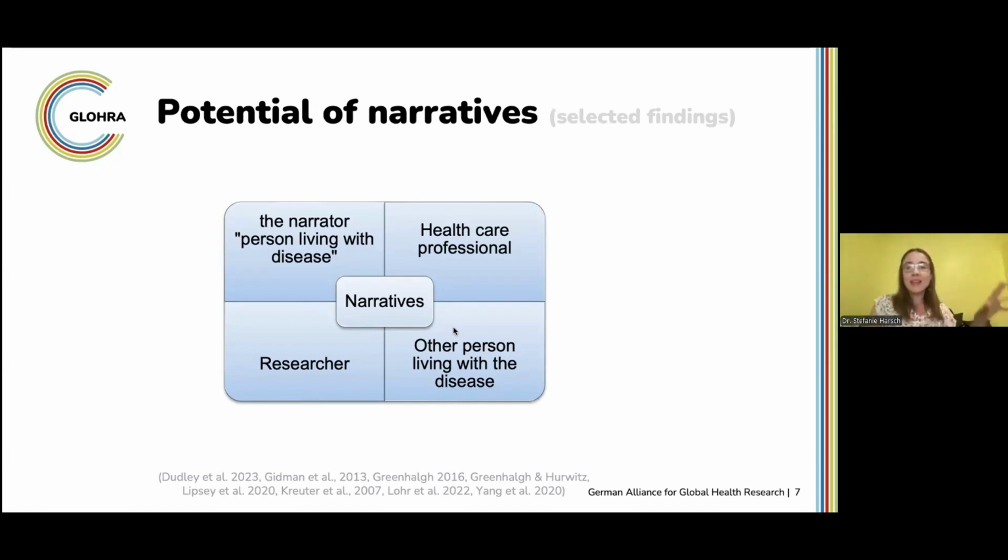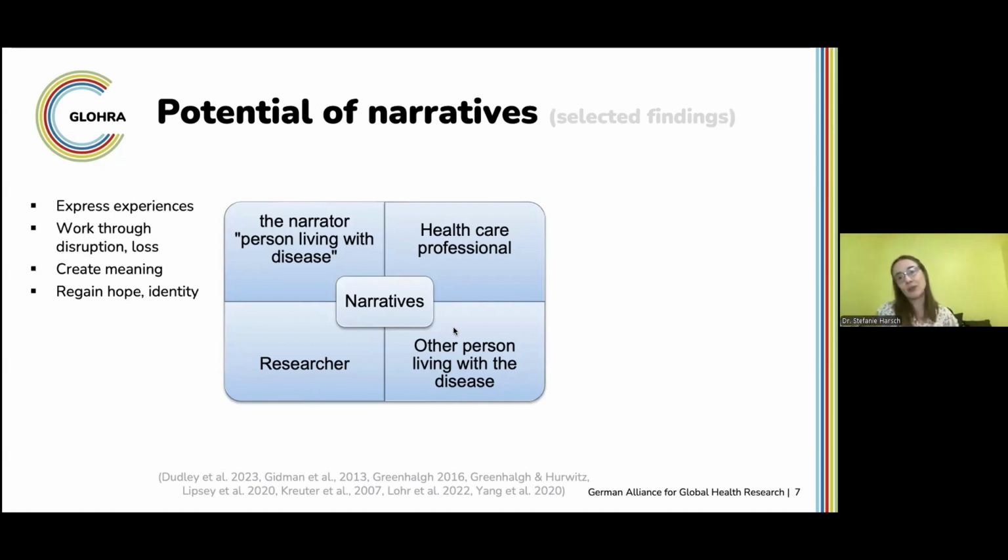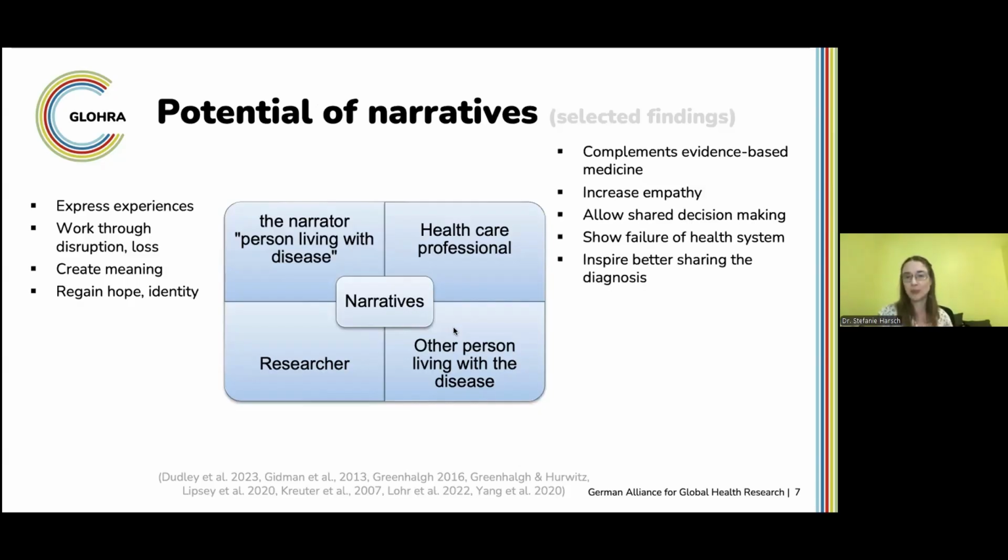the disease. And I brought together some selected findings from research, and we can clearly see that the narrator can express their experience, work through it, create meaning, and regain hope and identity based on reviews on narratives in healthcare. Also, the healthcare professionals, they can use these narratives to complement evidence-based medicines and allow shared decision-making. It can increase empathy and can inspire better sharing of the diagnosis.